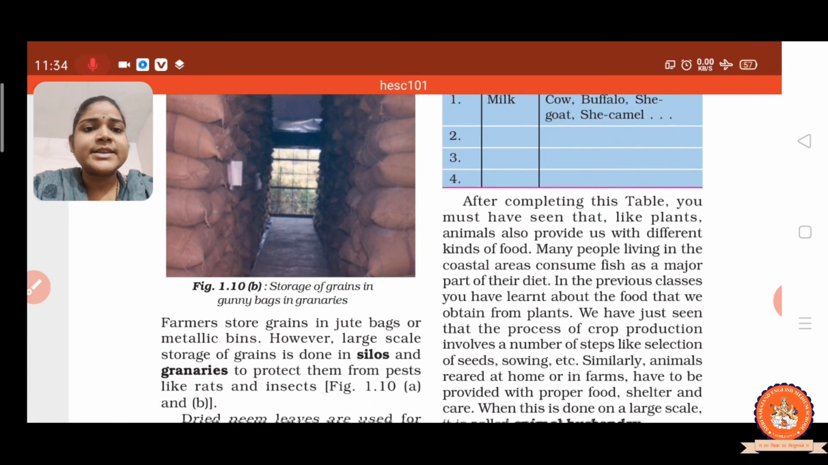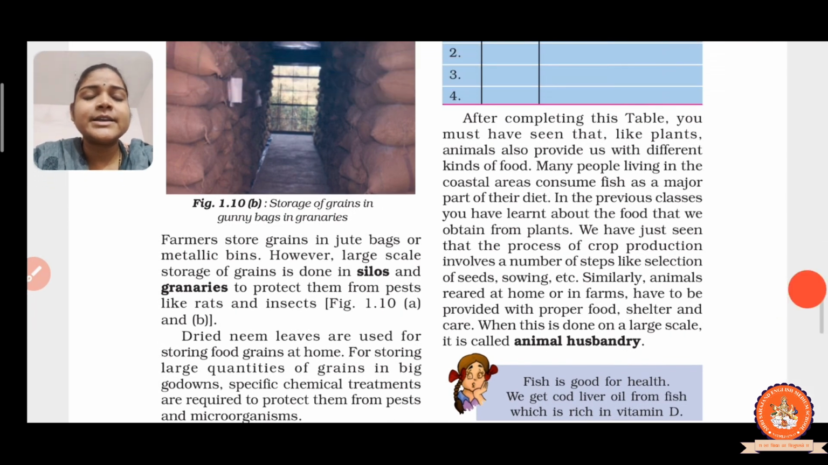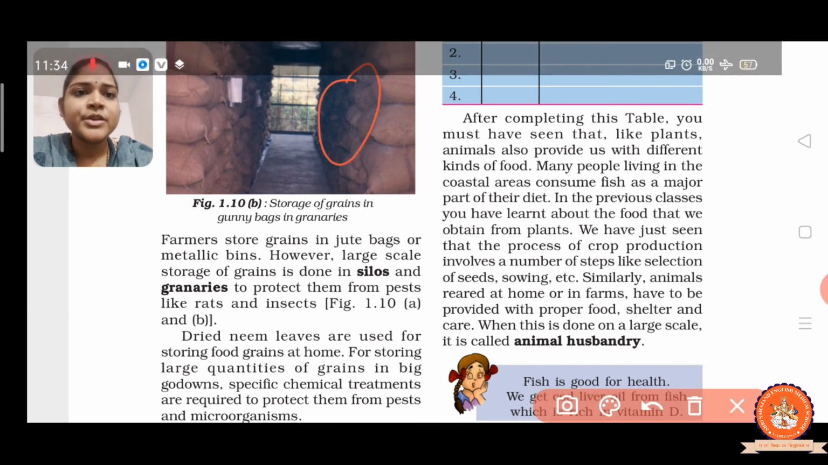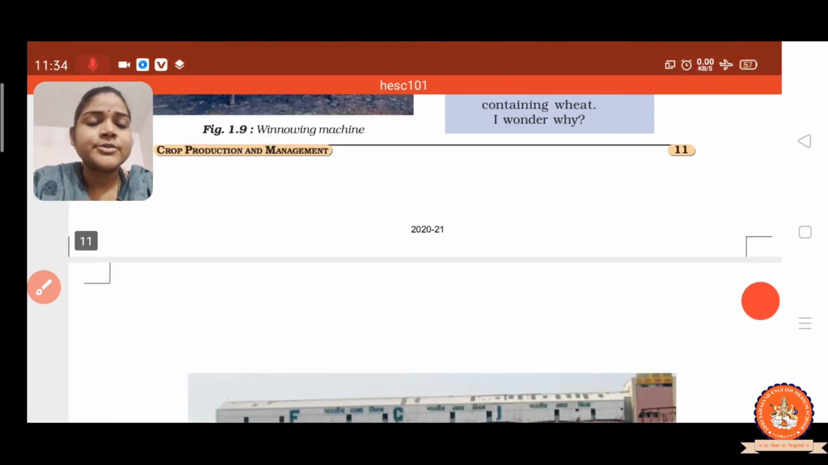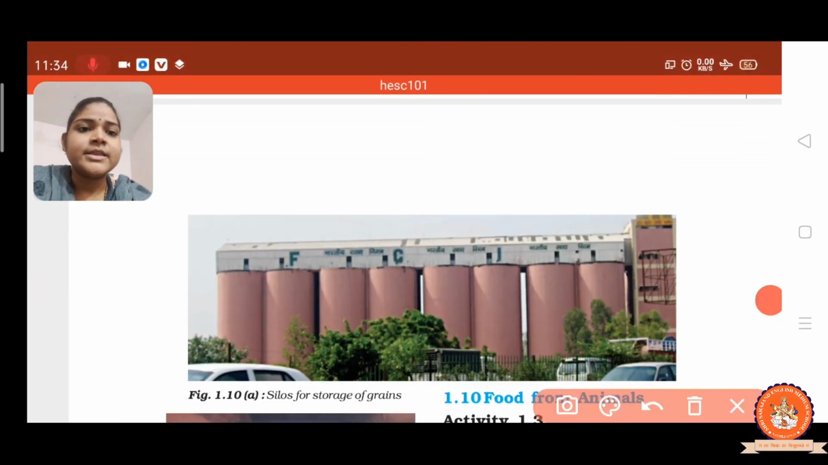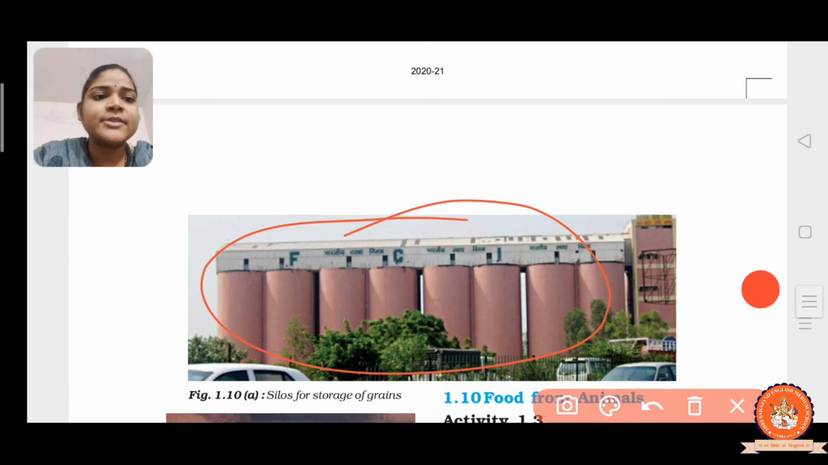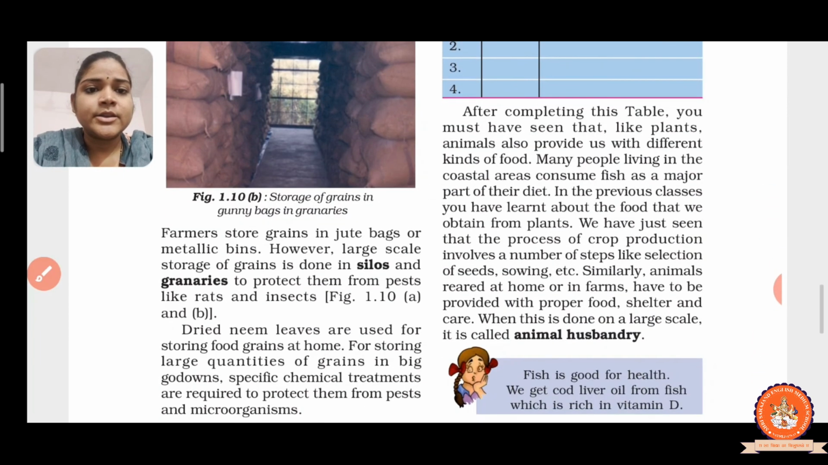Now the next is the farmer. You can see that the farmer stores the grain mostly in jute bags or metallic bins in the figure. Large scale grain storage is done in silos. Here are the silos. You can see in the figure the big tank is the silos. A large amount of grain is stored in the silos.